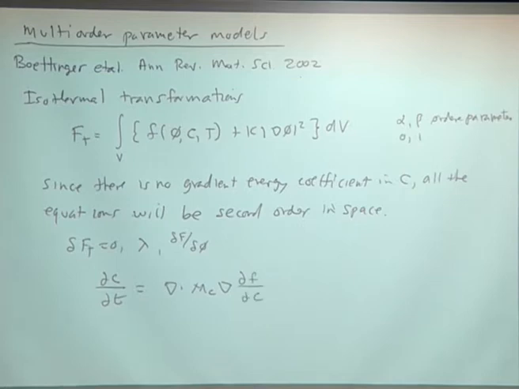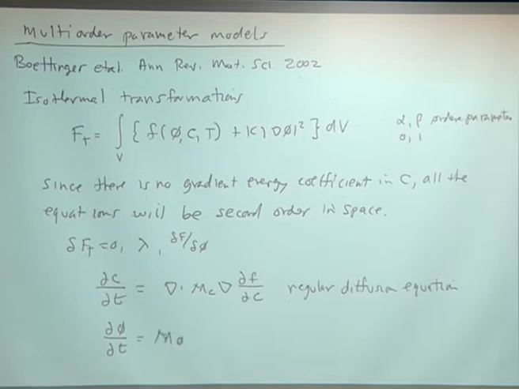We end up with just a good old regular diffusion equation. dF/dc is mu1 minus mu2, right? So it's just the usual diffusion equation. It's a little more complicated now, of course, because f is a function of the order parameter.